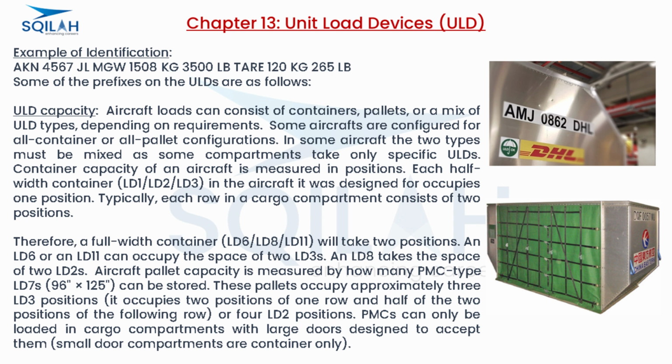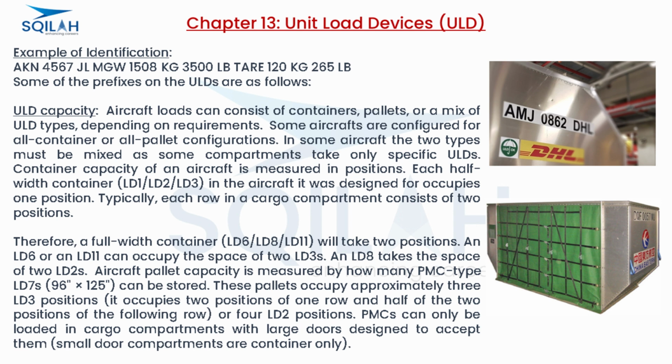Each half-width container, LD1, LD2, LD3, in the aircraft it was designed for occupies one position. Typically, each row in a cargo compartment consists of 2 positions. Therefore, a full-width container, LD6, LD8, LD11, will take 2 positions. An LD6 or an LD11 can occupy the space of 2 LD3s. An LD8 takes the space of 2 LD2s.